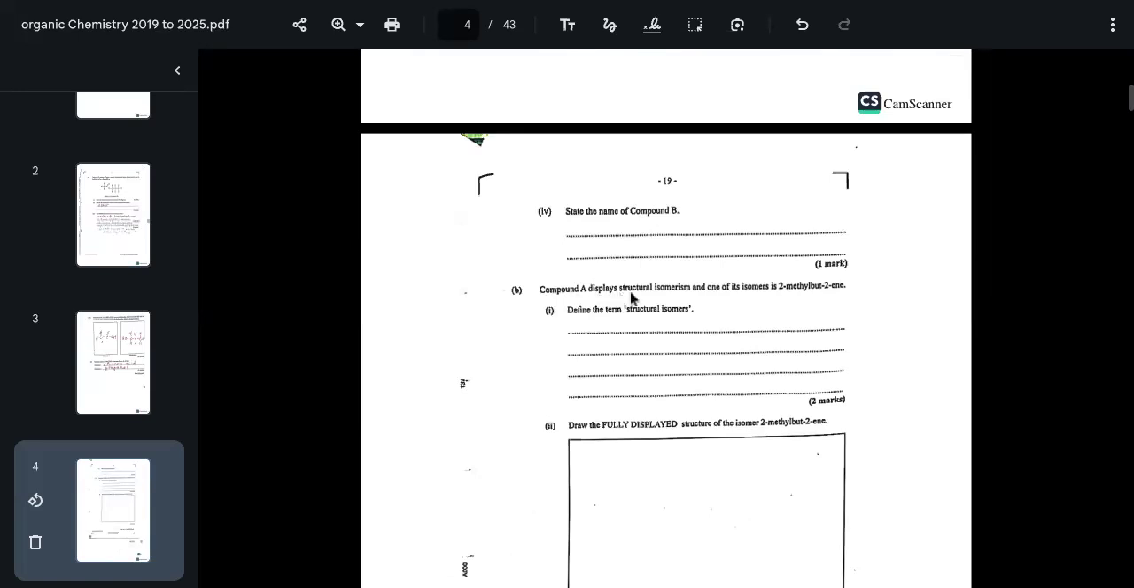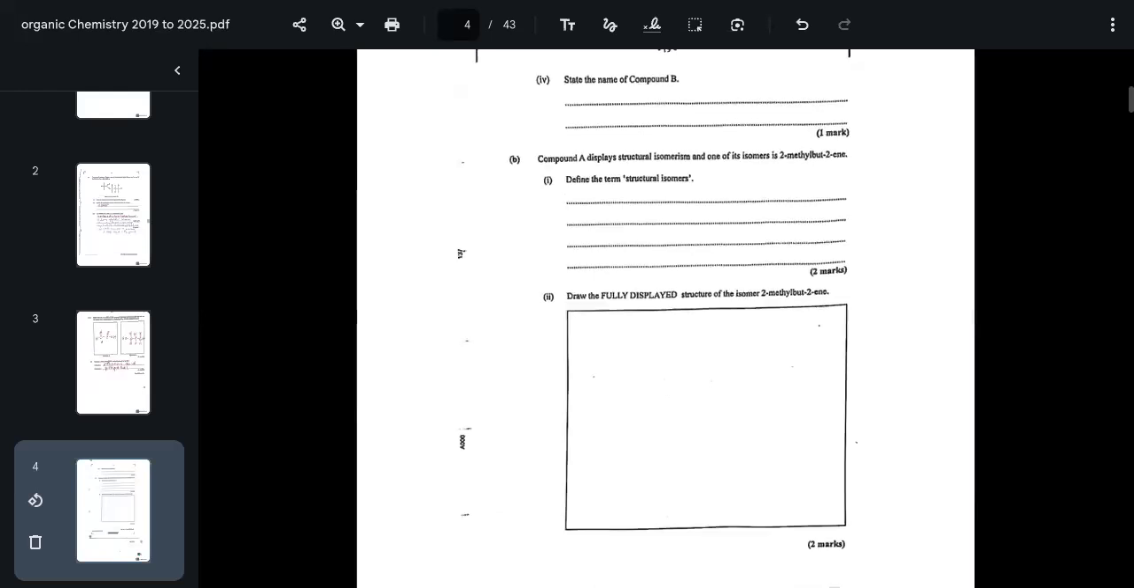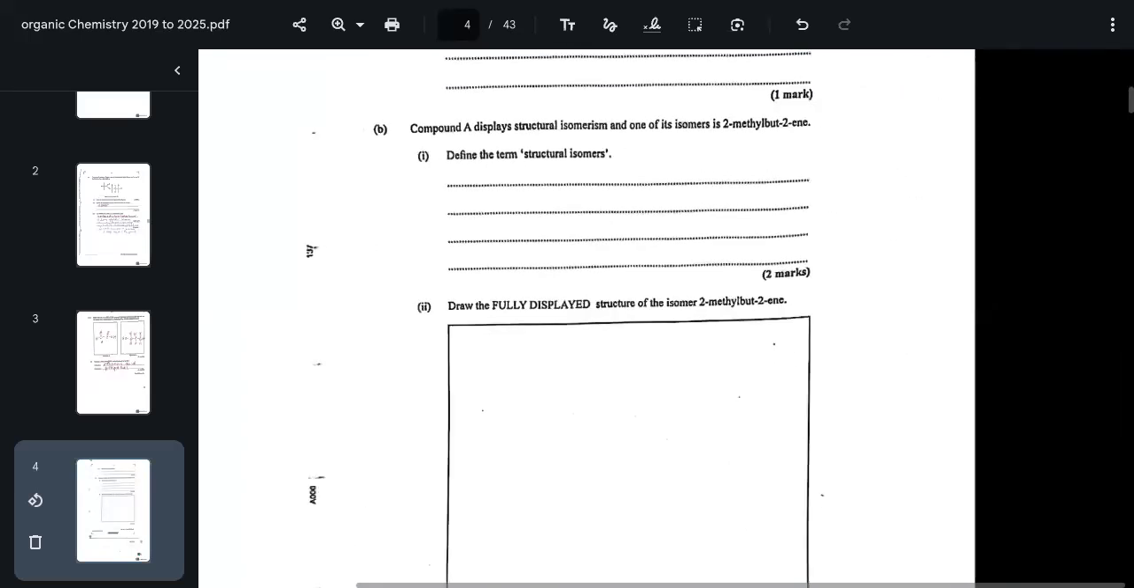Compound A displays structural isomerism, and one of its isomers is 2-methyl 2-butene. All right, so let's start with part B. So define the term structural isomers. Anybody remember what are isomers? Isomers are compounds with the same molecular formula but different structural formula. That is correct.